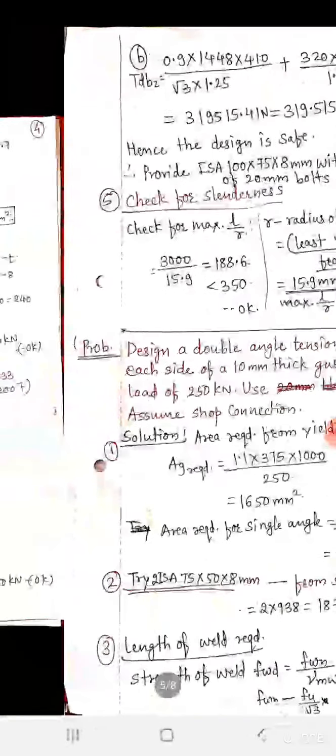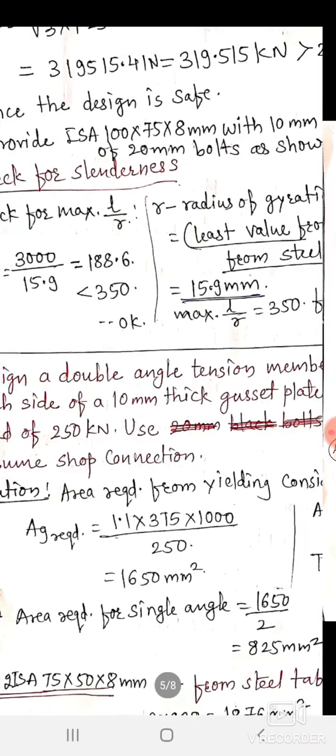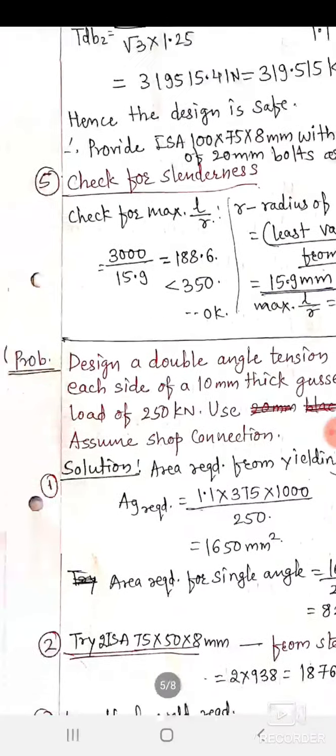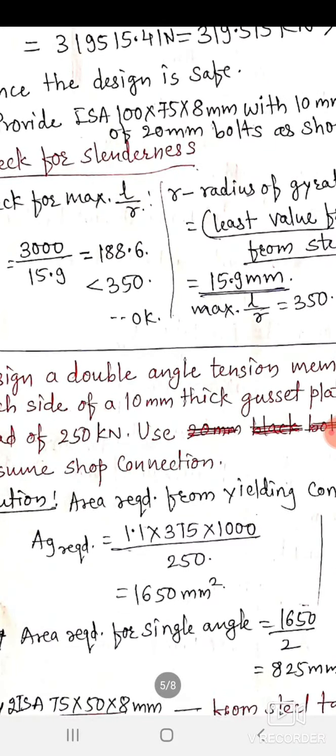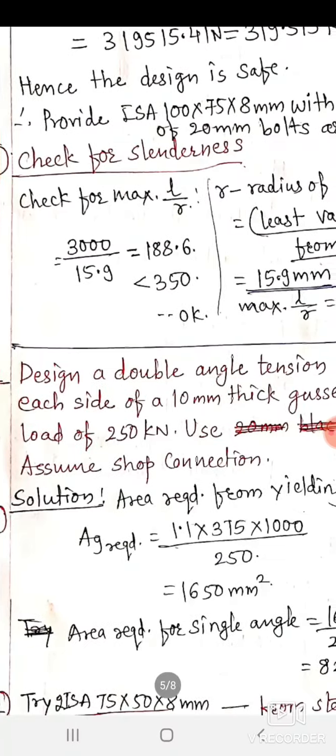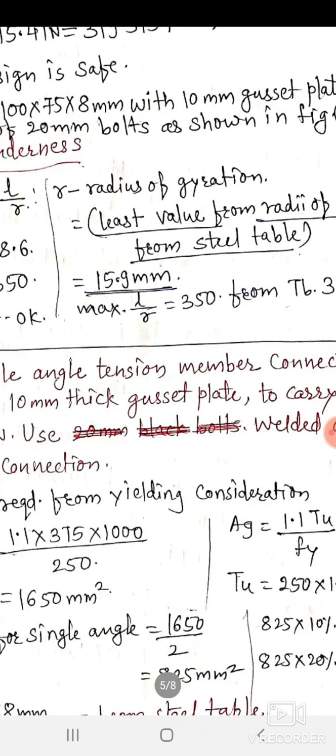And the last one is the check for slenderness ratio. So maximum L by R, that is nothing but length upon radius of gyration. The length is given, that is 3 meter, so 3000 mm. And the least radius of gyration, you will get this value from the steel table, that is 15.9 mm. In the steel table you can see the radius of gyration column.